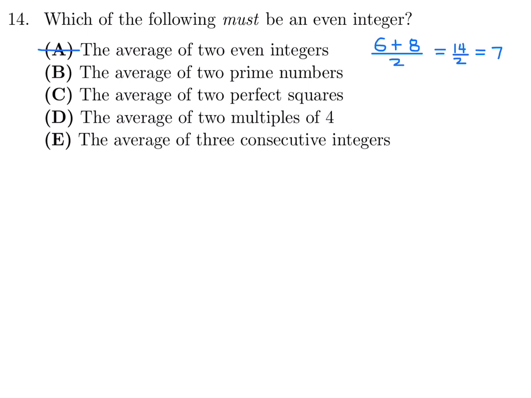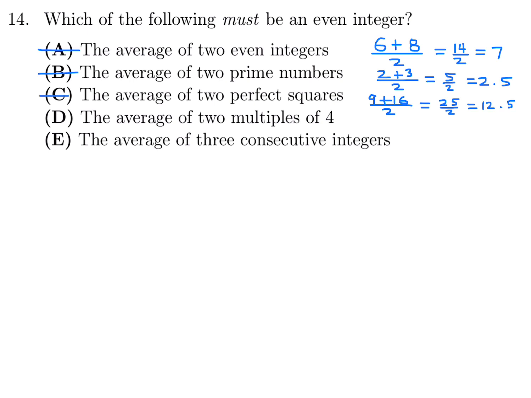The average of 2 primes. All right, let's try 2 primes, 2 and 3. The average is 5 over 2, and that's 2.5, and that's not an integer, so it's certainly not an even integer. The average of 2 perfect squares. Okay, so I can say 9 plus 16, those are 2 perfect squares, divided by 2 to get the average. 25 over 2, that's 12.5, so that's not an even integer, so C's out.